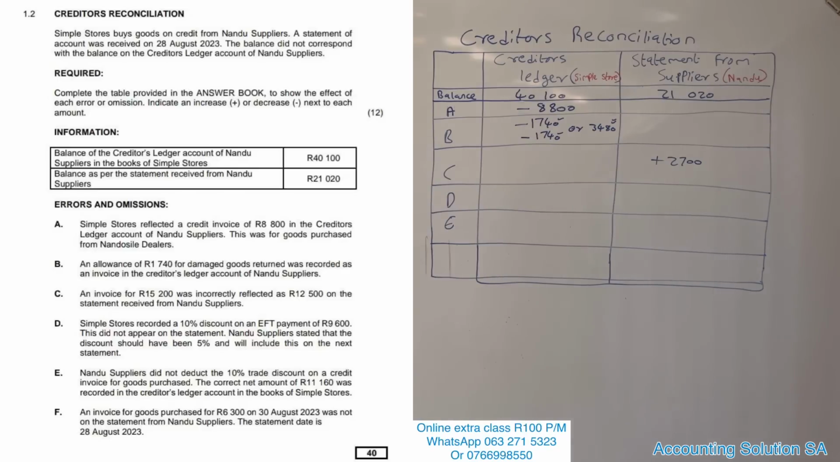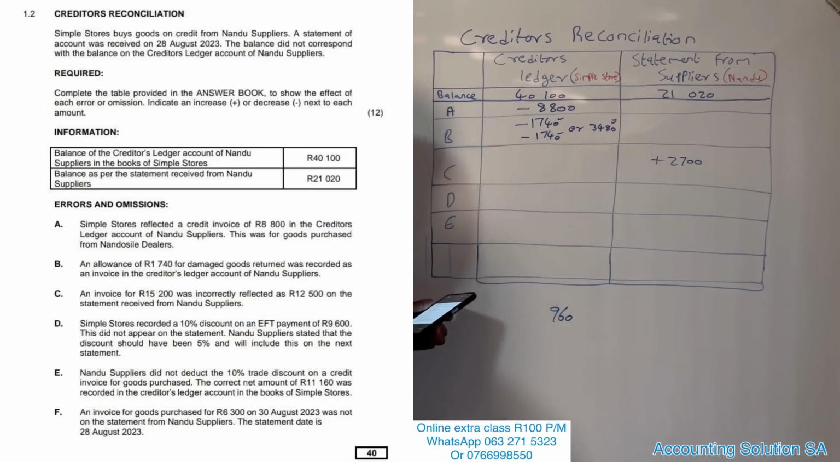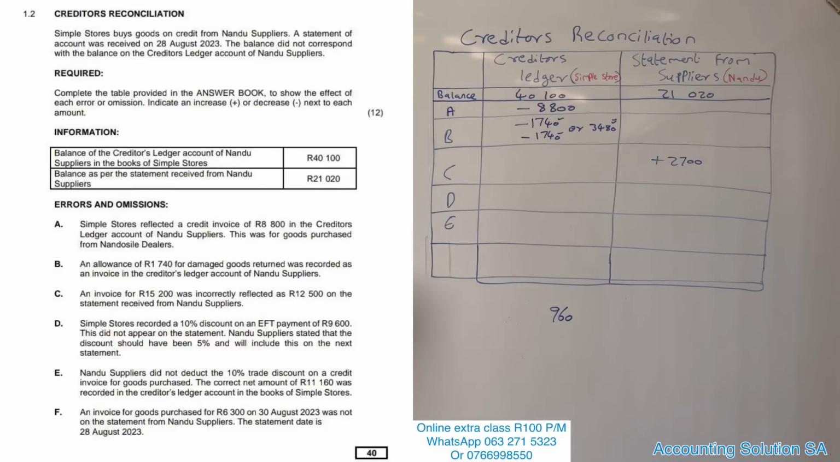Number D, Simple Store recorded 10% discount. We must listen very carefully on this one. Simple Store recorded a 10% discount on the EFT payment of 9,600. Us as a business, we recorded 10% of 9,600, which is 960. And they said this did not appear on the statement of Nandu Supplier.